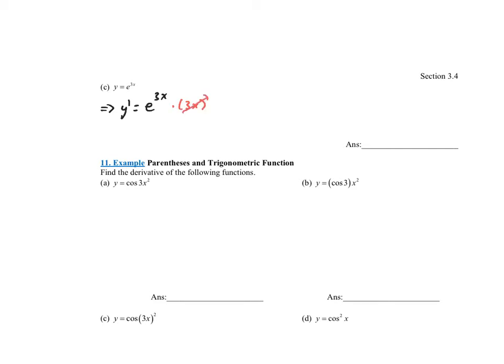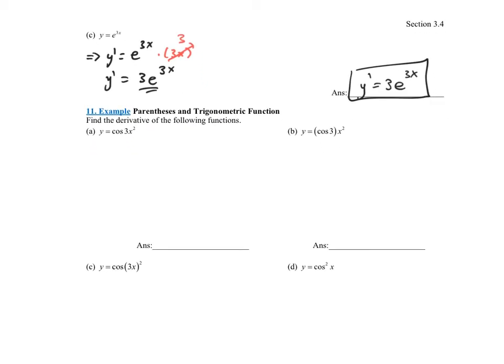So the derivative of 3x is 3. So if I clean this up, I'd have y prime equals 3 e to the 3x. So that's how your chain rule works with your transcendental functions thus far. Let's go ahead and look at this next problem.